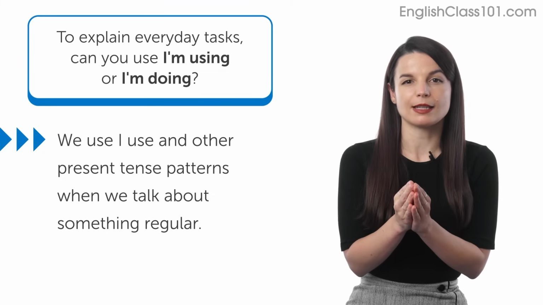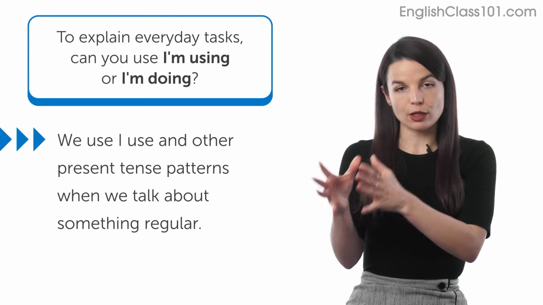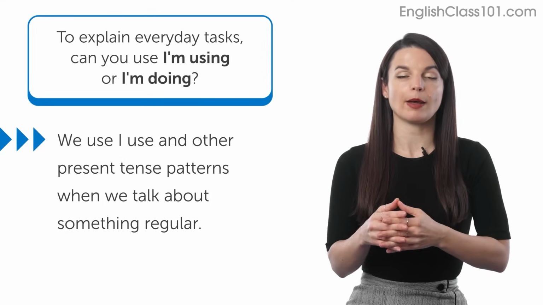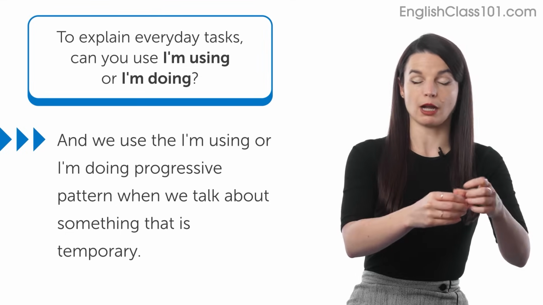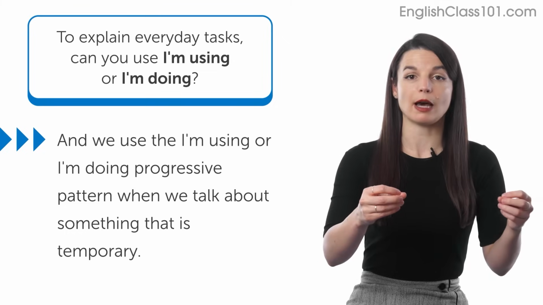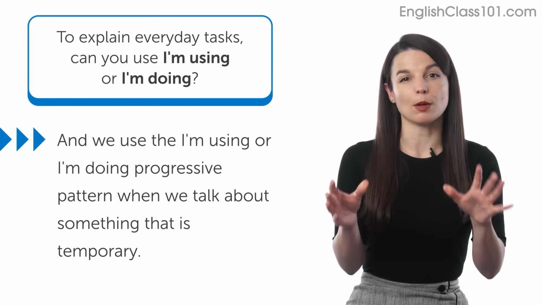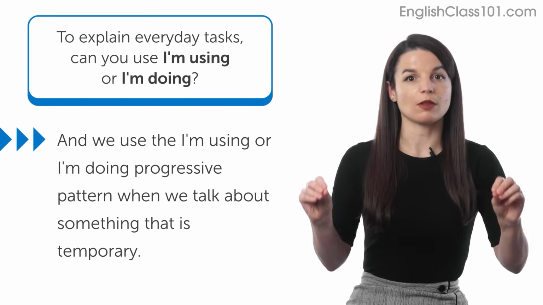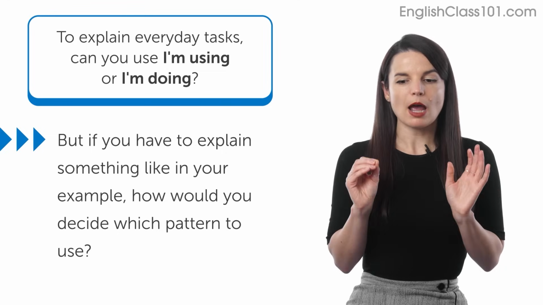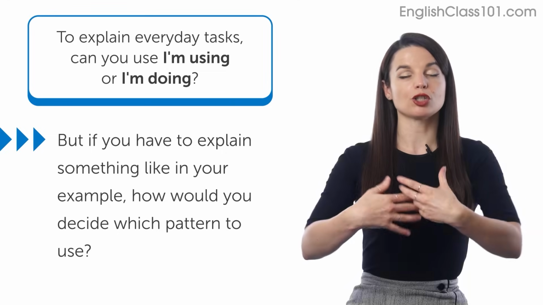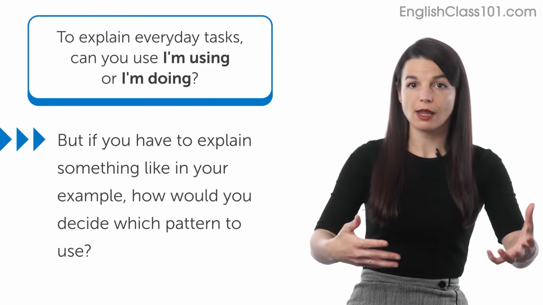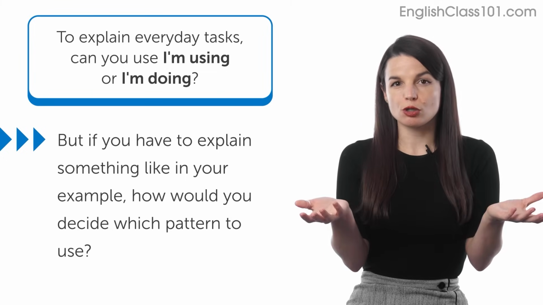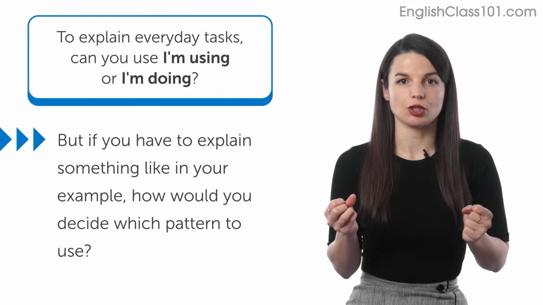So to break this down, of course, we use I use and other present tense patterns when we talk about something regular, and we use the I'm using or I'm doing pattern, that progressive pattern, when we talk about something that is temporary, right? So this is kind of the basic grammar difference. But how about in your example, like when you're showing something to someone, you're explaining something, like how to use that thing, what you are doing. How do you do that? How do you decide between the two?